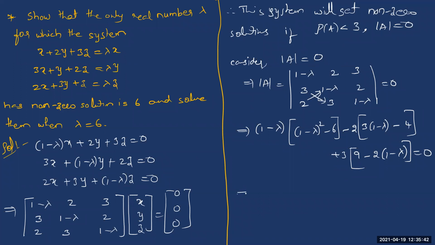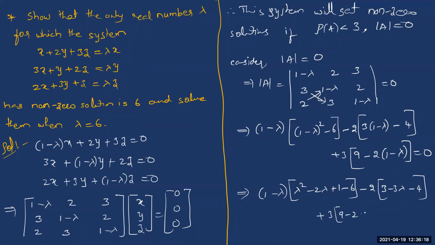Right? So this implies, I'm just writing it again by expanding these terms. See what you get: 1 minus lambda into, if you expand this, 1 minus lambda whole square, you see, 1 plus lambda square minus 2 lambda. And here is a minus 6, let me write in this order: lambda square minus 2 lambda plus 1 minus 6. Then minus 2 into, if you just multiply them, we will get 3 minus 3 lambda minus 4. Then plus 3 times 9 minus 2 plus 2 lambda is equal to 0.